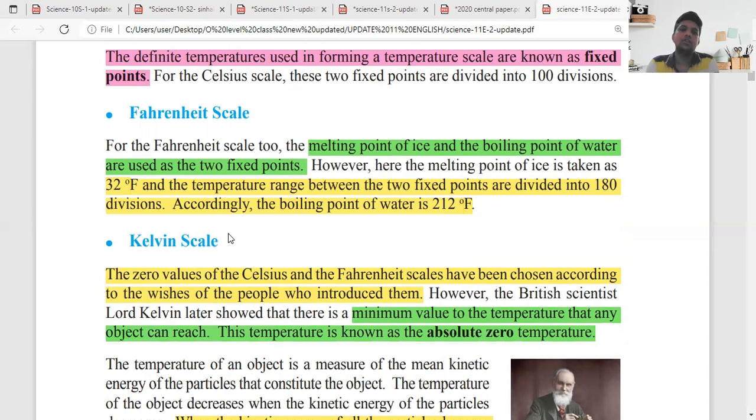Let's read it first. For the Fahrenheit scale too, the melting point of ice and the boiling point of water are used for the two fixed points. Again, the melting point of ice and the boiling point of water are the two fixed points. However, the melting point of ice is taken as 32 Fahrenheit. The temperature range between the two fixed points is divided into 180. So accordingly, the boiling point is 212.